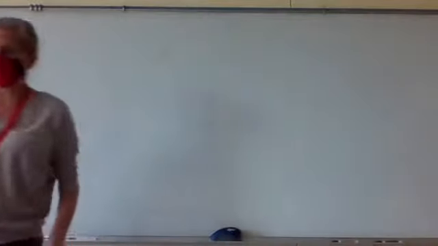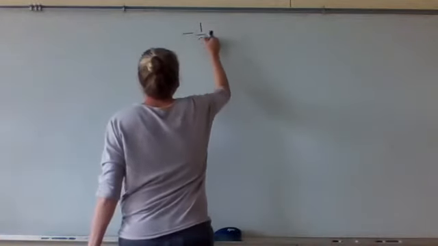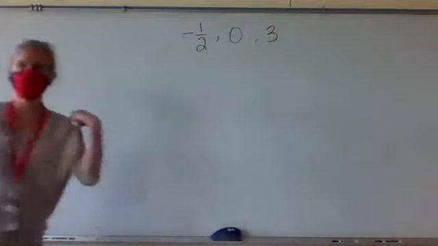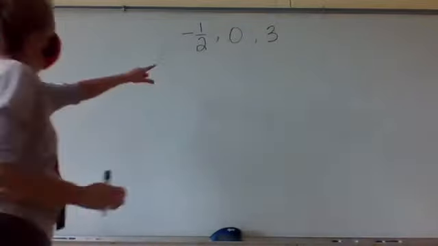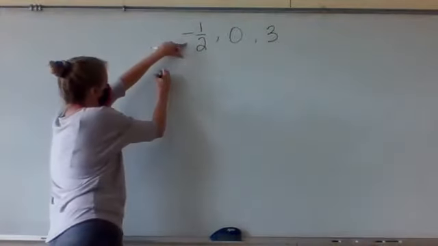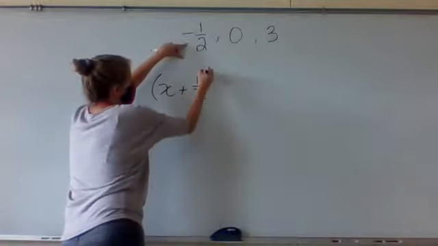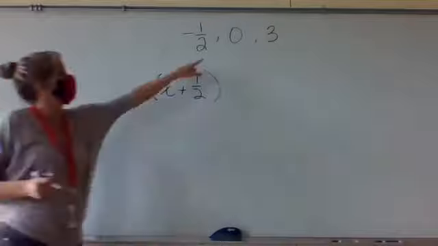All right, number 4, my zeros are negative 1/2, 0, and 3. All right, working this backwards. What would this 0 have come from? Well, since it's negative 1/2, it must come from x plus 1/2. Yep.